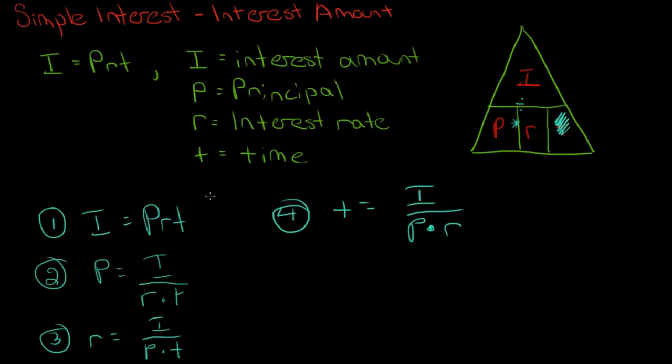Now, you can always just isolate for your variables, but if that's too complicated, or if you just don't feel like doing that, the triangle is very useful because you can just cover up one of the variables you're looking for and then see the relationship between the others. That'll give you that unknown variable.